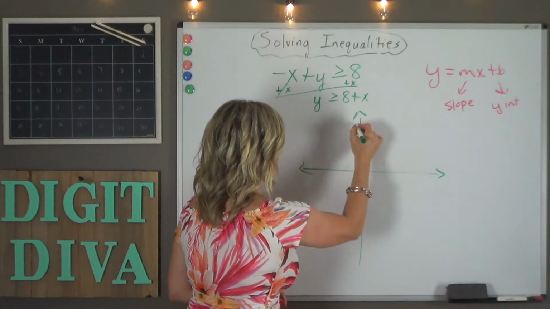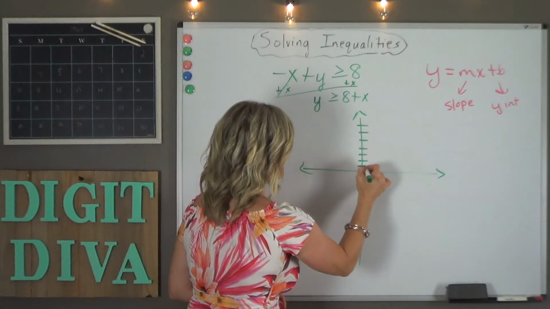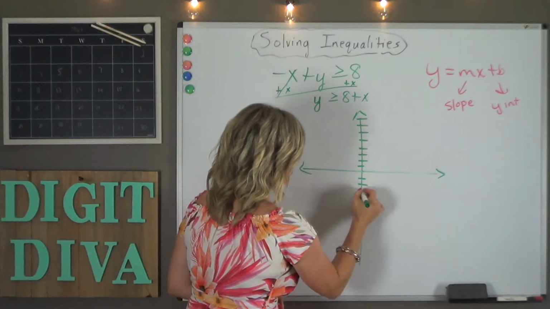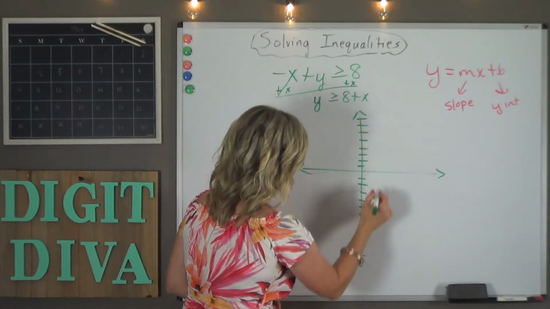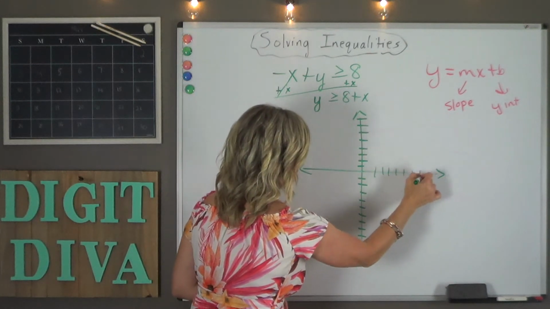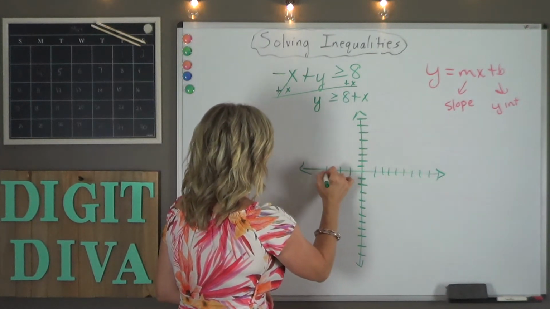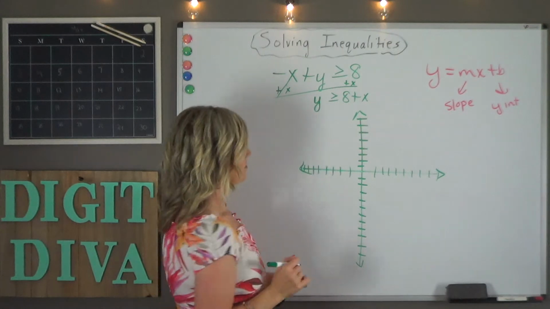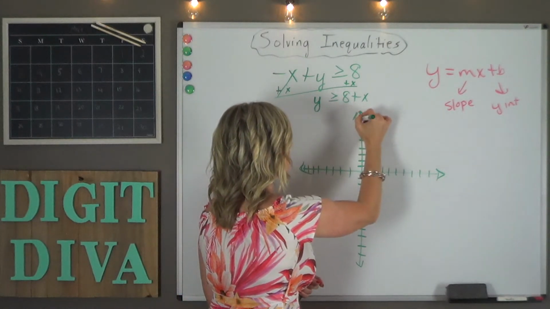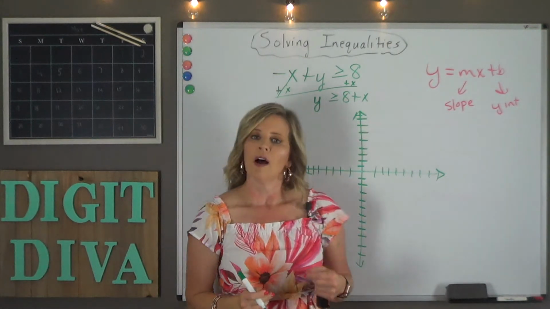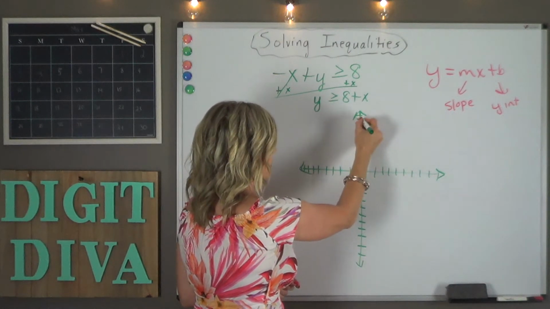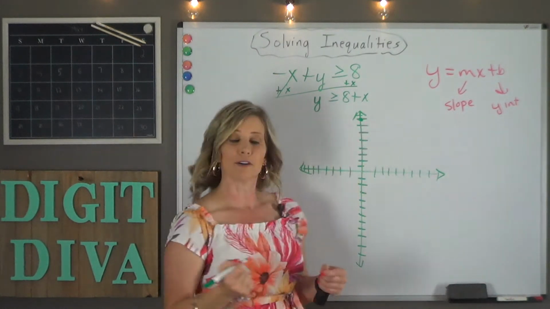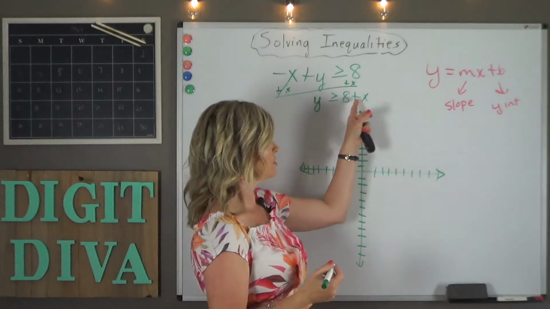Okay, 1, 2, 3, 4, 5, 6, 7, 8. I can even go a little bit bigger there. 1, 2, 3, 4, 5, 6, 7, 8, 9. I'm going to add one more here. Okay, so our y-intercept is 8. So if I go up 8 units, I would end up being right here. Our slope is 1. Again, that imaginary 1.